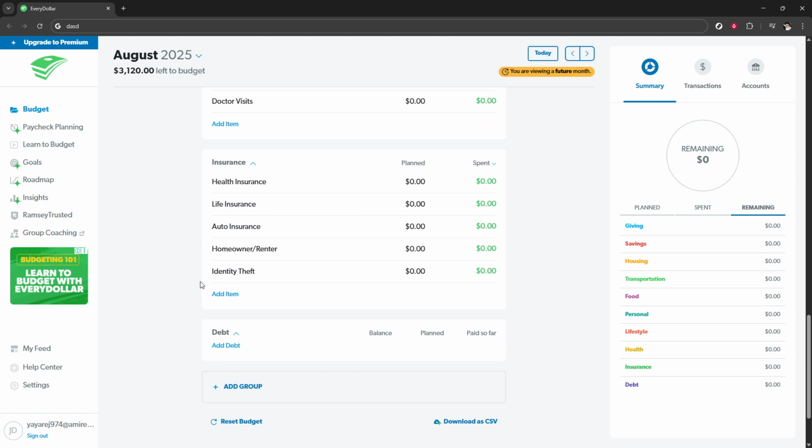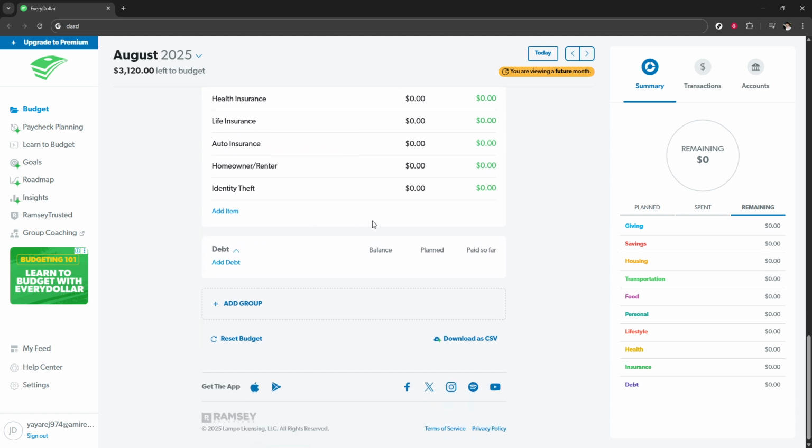Finally, we must consider your debts. Input amounts for student loans, car loans, or any other type of debt you might have. This helps prioritize paying down debts and reducing financial stress over time.